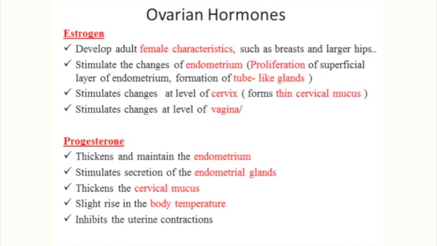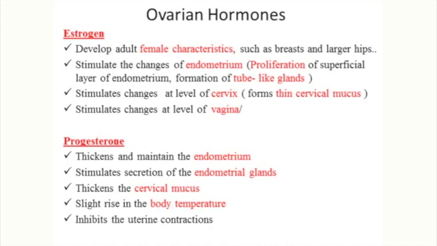It also causes changes at the level of the mucus, and what it does is that it works opposite to estrogen. It causes the mucus of the cervix to become thick, so it causes a cervical plug. It also causes a slight high of the temperature, and it inhibits contraction, and we don't want contraction to take place in case of pregnancy, otherwise we might lose the baby to be.